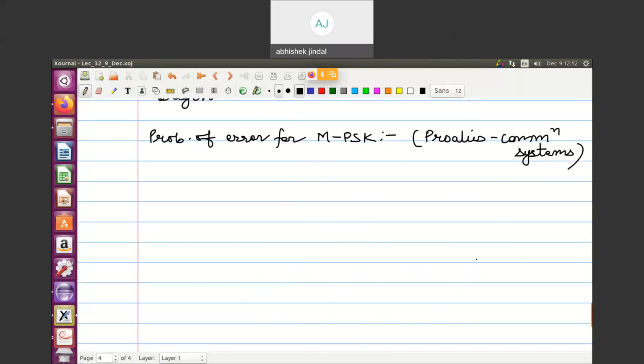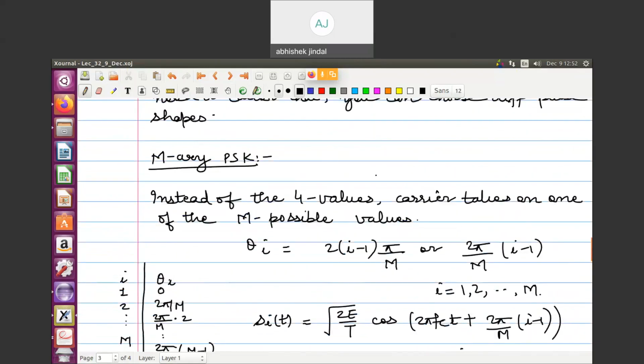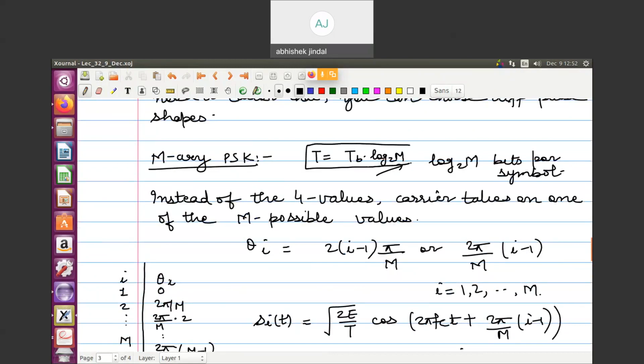So generally the standard way is to assume that the transmitted point is root of E comma 0. One more thing: in MPSK, how many bits will there be in one point? You will have log to the base 2 of M bits per symbol or per point. So your symbol time T would be Tb into log 2 M. Remember that the symbol time would increase.